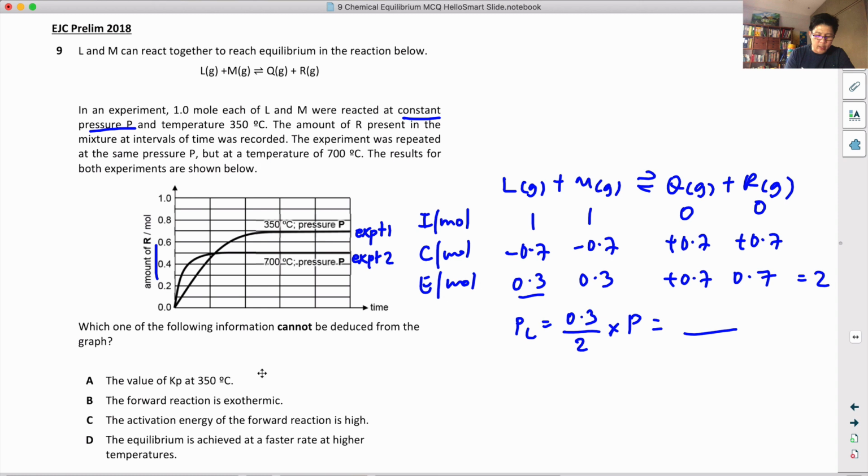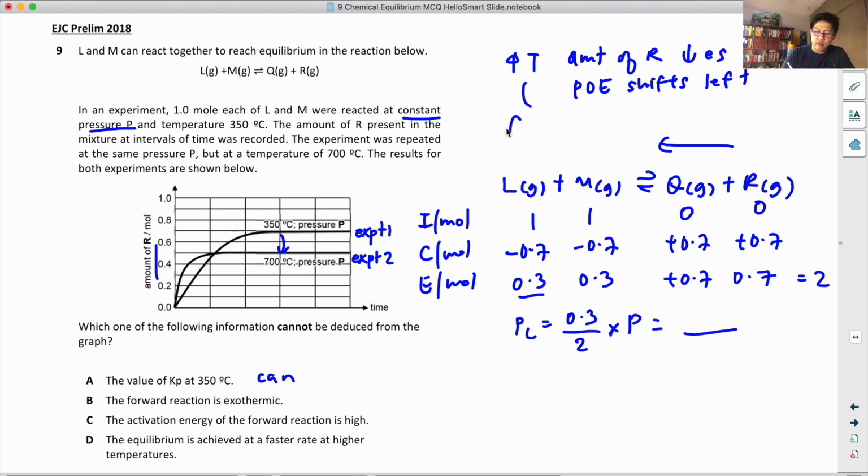This one, so I say which one cannot be deduced, right? I say this one can be determined. The forward reaction is exothermic. How do you know the forward reaction is exothermic? So let's see. When you increase temperature from 350 to 700, the amount of R actually decreases. So if R decreases, it means the position of equilibrium actually shifts left. That's why the R actually dropped. See that? So increased temperature will favor endothermic. So going backwards is endothermic, forward is exothermic. So the forward reaction is exothermic. Yes, you can actually determine.